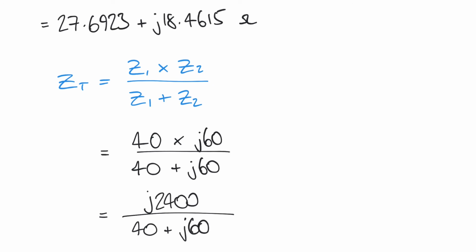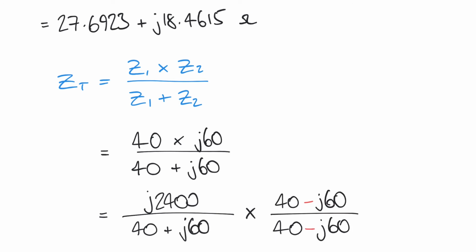What we can do is use the same trick as we used last time to get a real number on the denominator of our fraction here. We multiply by the complex conjugate. So we can take this denominator, this complex number 40 plus j60. Its complex conjugate is going to be 40 minus j60. Remember, all we do is change the sign. And we multiply by that conjugate top and bottom. So we have something that looks like this.